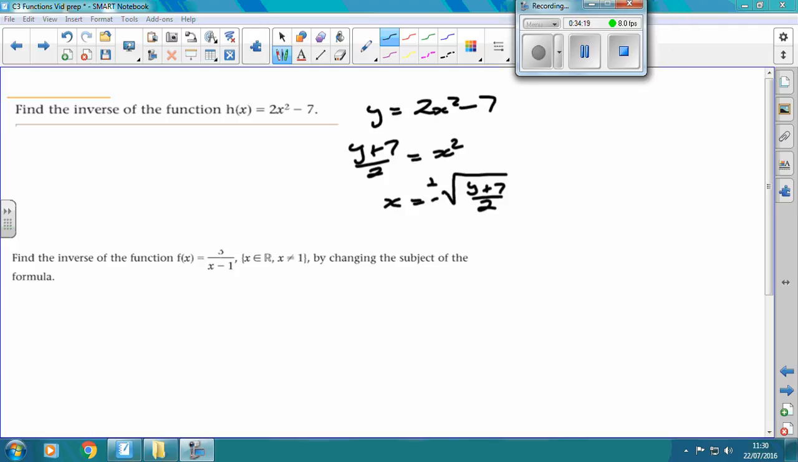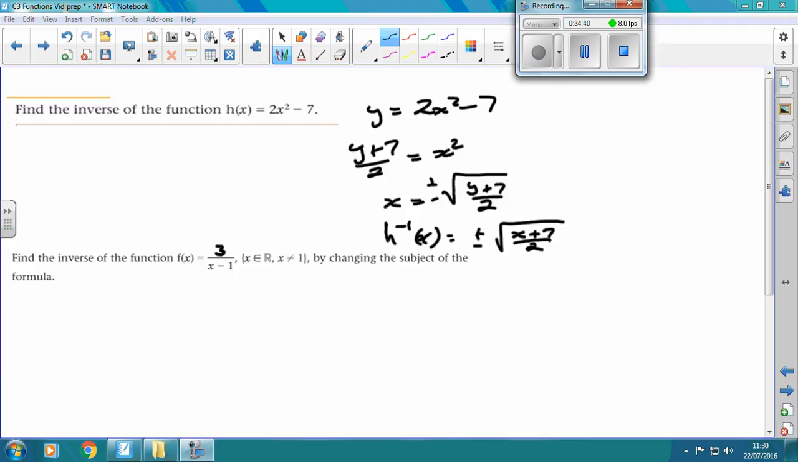And then what we do, once we've got x equals, we write it as h to the minus 1. So this is how we write the inverse function, h to the minus 1 of x, and we replace the y with an x. So plus and minus the square root of x plus 7 over 2. And that's it.